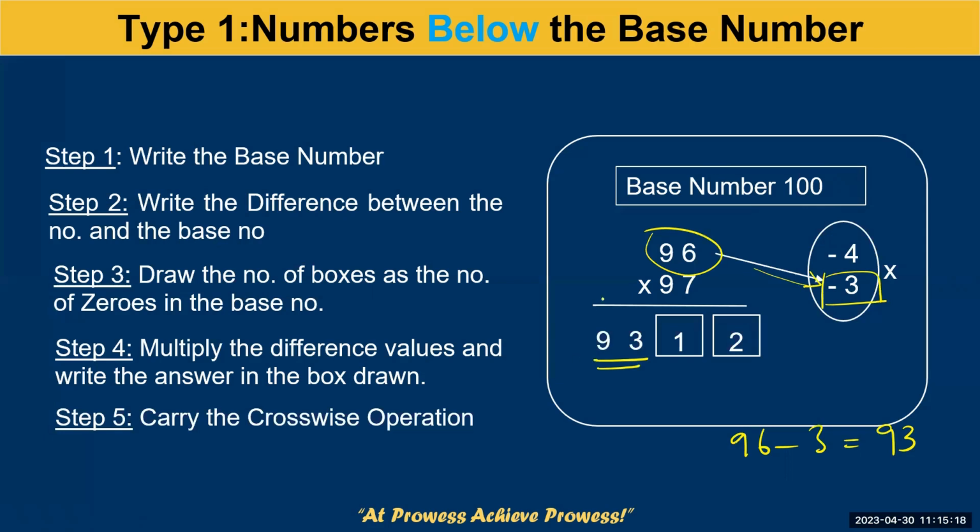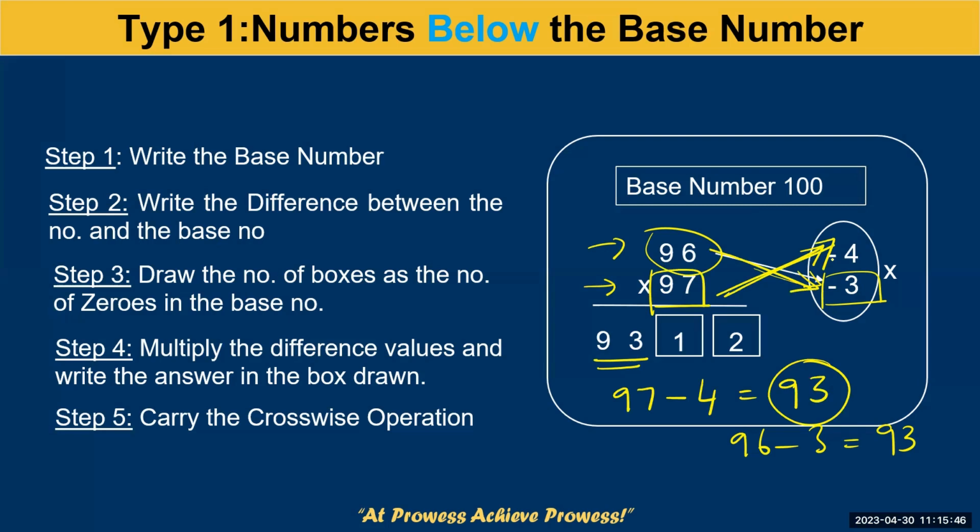Suppose one student says, ma'am, I don't want to take 96, I want to take 97. Okay, no problem. If you want to take 97, you have to go in this direction. So 97 minus 4 also gives you the same number, 93. So either you take 96 or you take 97, the answer will be the same only. But yes, if you're taking 96, you have to go in this direction. If you're taking 97, you need to go in this direction. Is this clear to everyone?